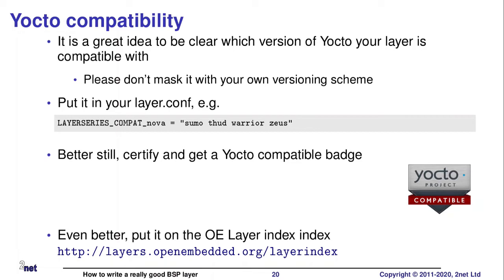And yeah, you can do this very simply. You just put something like this into your layer.conf file, and this says that we're compatible with this series of Yocto builds, up to Zeus in this case. So that's a good thing. The next good thing you can do is to submit it and get a Yocto Compatible badge. Ta-da! If you put that on the website, you are to some degree compatible with us. And then for extra brownie points, you can actually submit it to the layer index, and then everybody can see that your BSP layer is there.